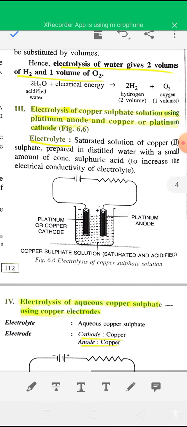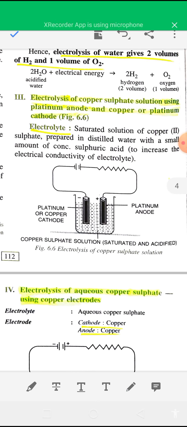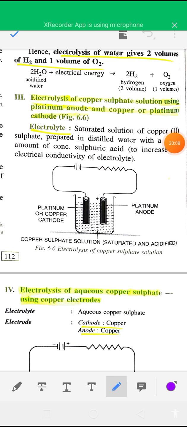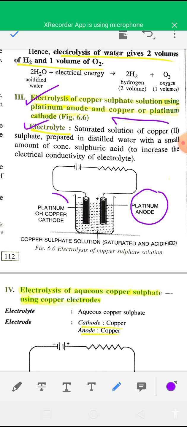Now see electrolysis of copper sulfate solution using platinum anode and copper or platinum cathode. So copper sulfate solution, electrolysis of copper sulfate CuSO4. So platinum anode and copper or platinum cathode is used.